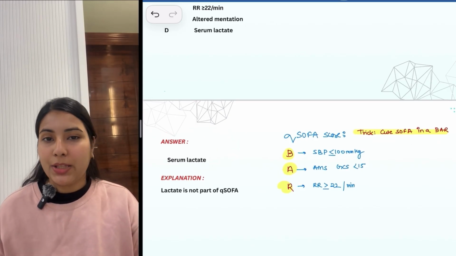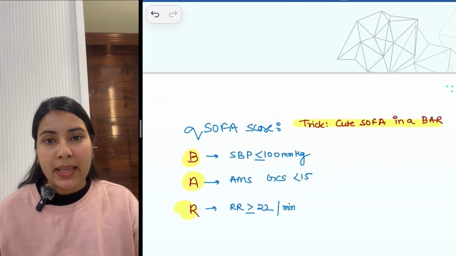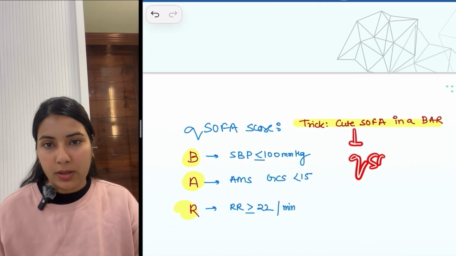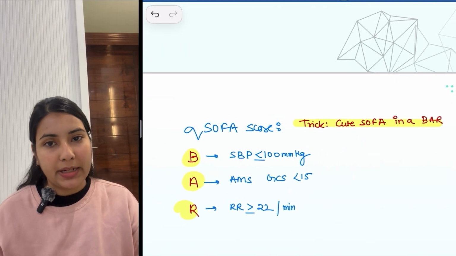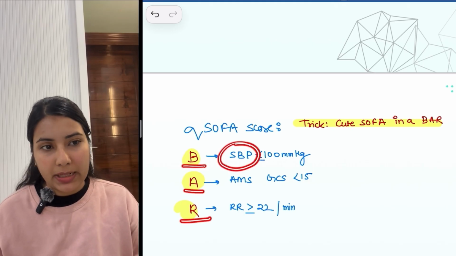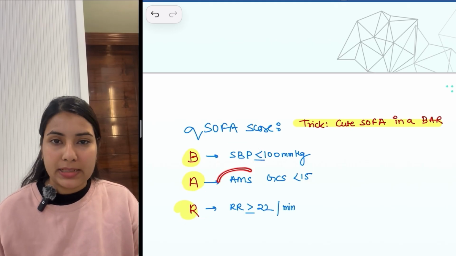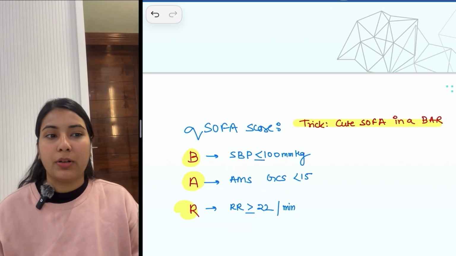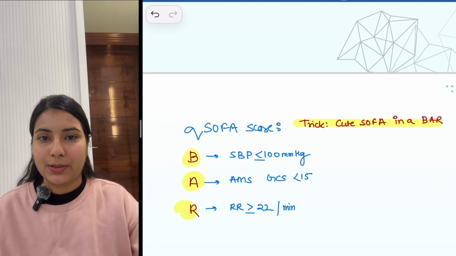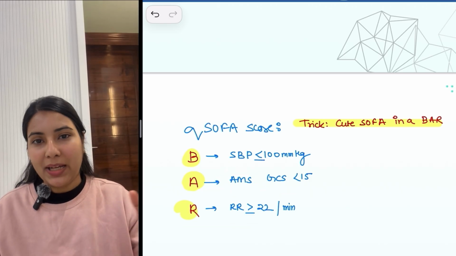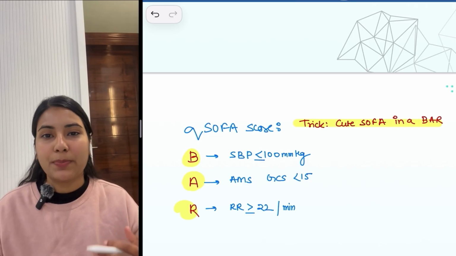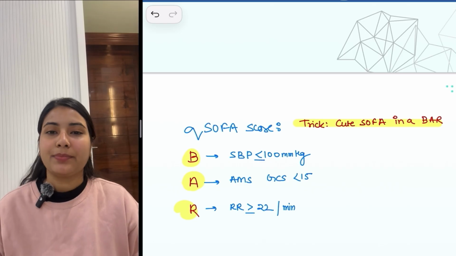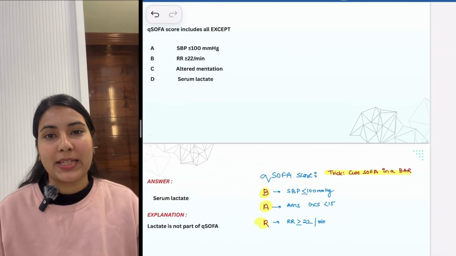So qSOFA means QSOFA, and the trick is bar, that is BP. A for altered mental sensorium, R for respiratory rate, that is SBP less than or equal to 100 mm of Hg, A for altered mental sensorium, that is GCS less than 15, and R for respiratory rate more than or equal to 22 per minute. So qSOFA includes bar: BP, altered mental sensorium, and R for respiratory rate. Moving on to the next question.